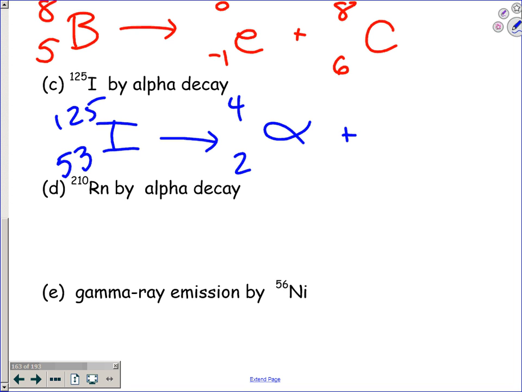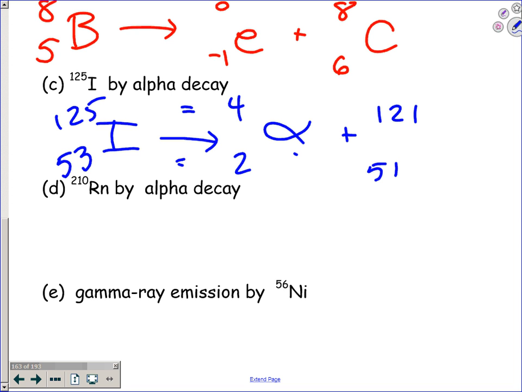Okay, keep going, Kendall. 4. No, 125 is equal to 4 plus what? Do the math with me. 121, okay? So essentially, the product numbers add together to equal the reactant numbers. So 4 and 121 equals 125. Do the bottom for me, Kendall. 51, okay? So 51 plus 2 is equal to 53. Think of the yield symbol as an equal symbol.